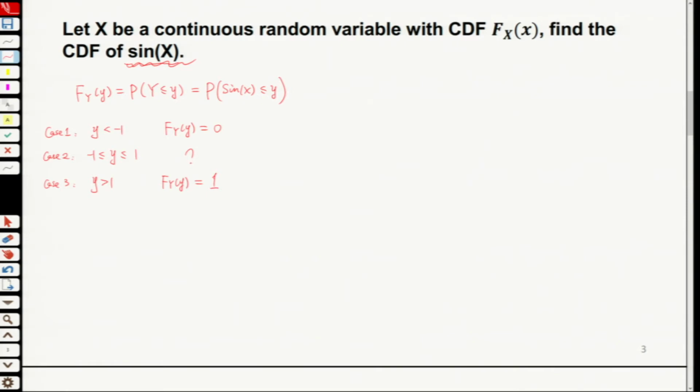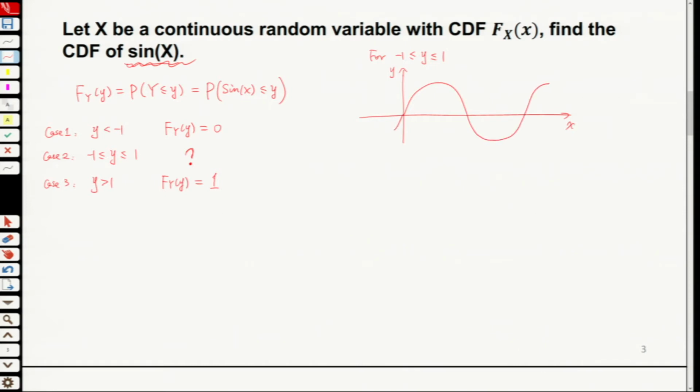So now the problem is we need to find out case 2. Case 2 is our real problem. Now let's figure out how to get case 2, for -1 less than y less than 1. Let's first draw the sine wave. This is the sine wave. This is x, and this is y. Hopefully I draw it well.